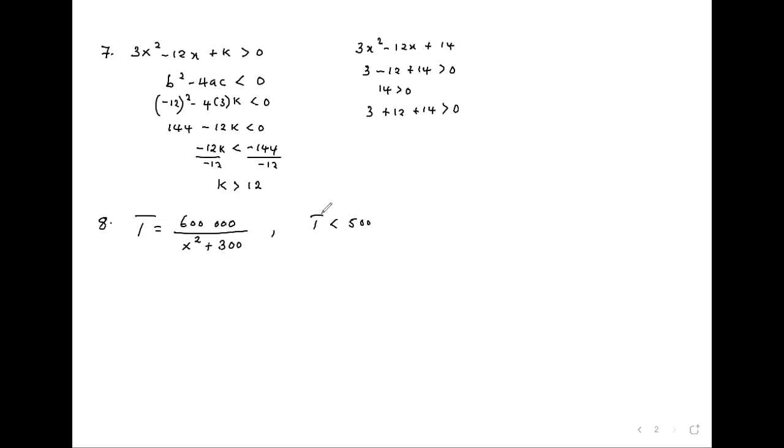So when they say at what range of distances, X has been given as a distance because it's measured in meters. So when they say at what range of distances would T be less than 500, you know what T is? T is 600,000 over X squared plus 300. This must be less than 500, and then solve for values of X. Now, you know, in inequalities, you don't cross multiply. What do you do? You bring the other guy this side.